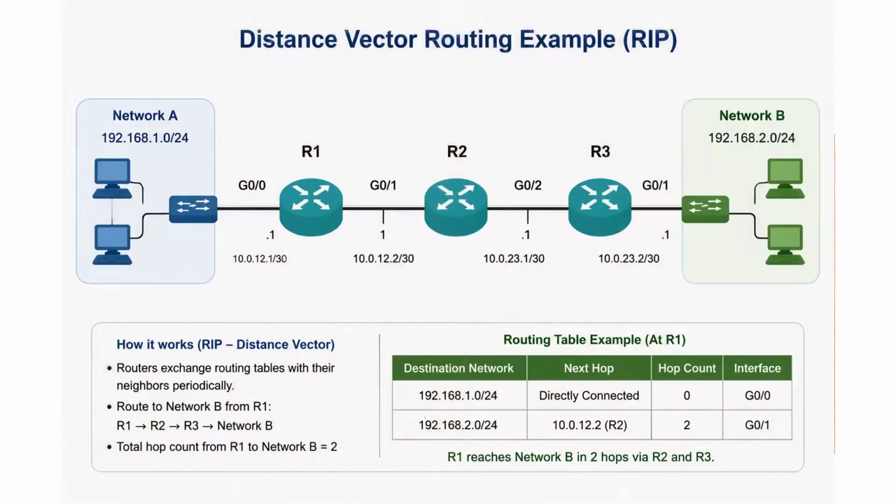And for the large or enterprise network, then you can use the other ones, the link state, OSPF or the EIGRP, or IGRP. Okay, so this is a typical example of how the routing can take place.